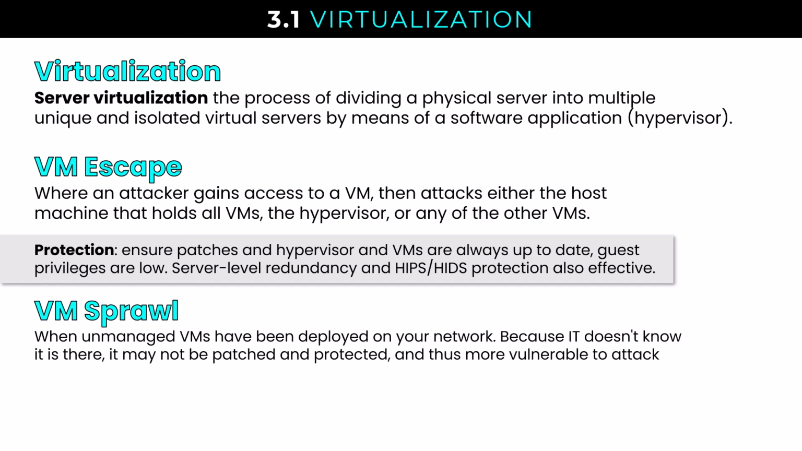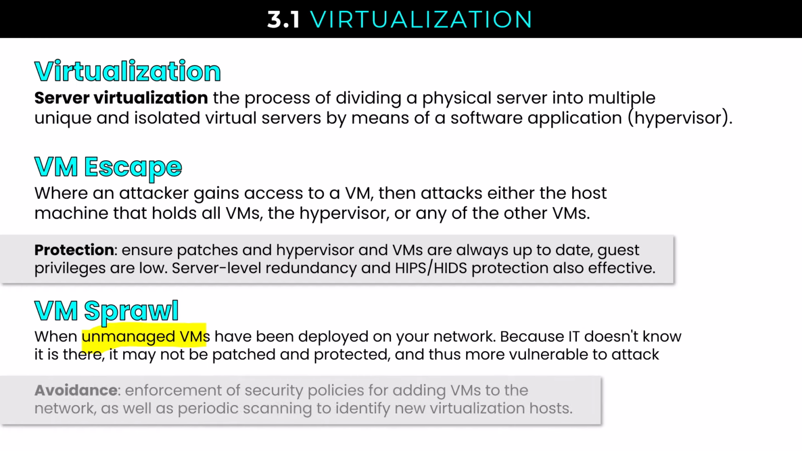And the other is VM sprawl. This is when unmanaged VMs have been deployed on your network, and because IT doesn't know it's there, it may not be patched and protected and is thus more vulnerable to attack. So really avoidance is important here. Enforcement of security policies for adding VMs to the network, as well as periodic scanning to identify new virtualization hosts.